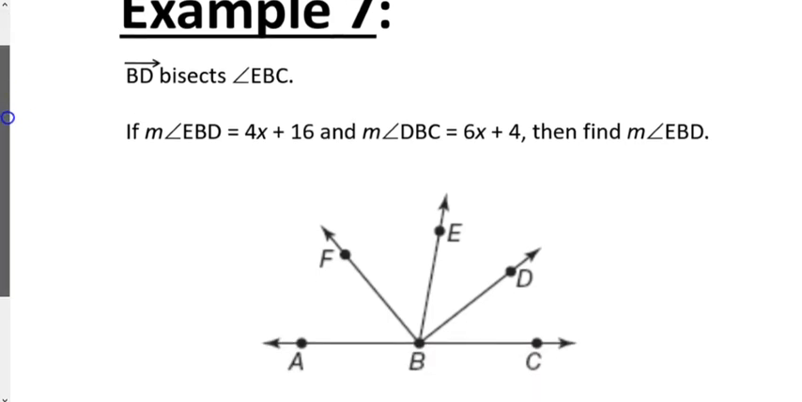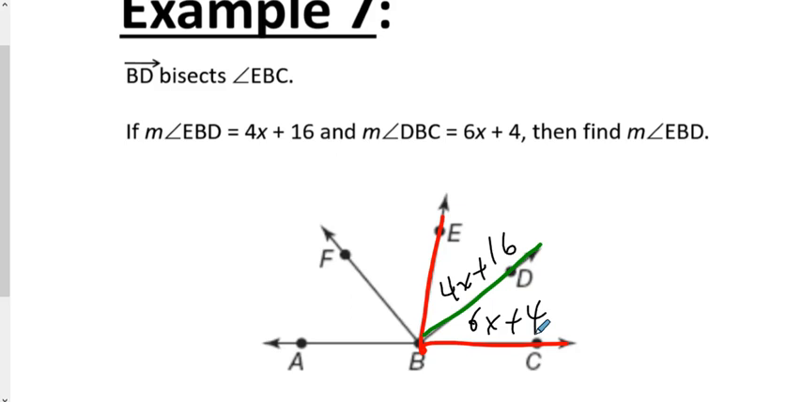Okay, example 7. Oh, a lot going on here. BD bisects EBC. So this is where it might be good to use colored pencils. EBC is right here. And BD bisects it. There's a lot going on. If EBD is 4x plus 16, that's this part up here. And DBC is 6x plus 4. Then find the measure of EBD.